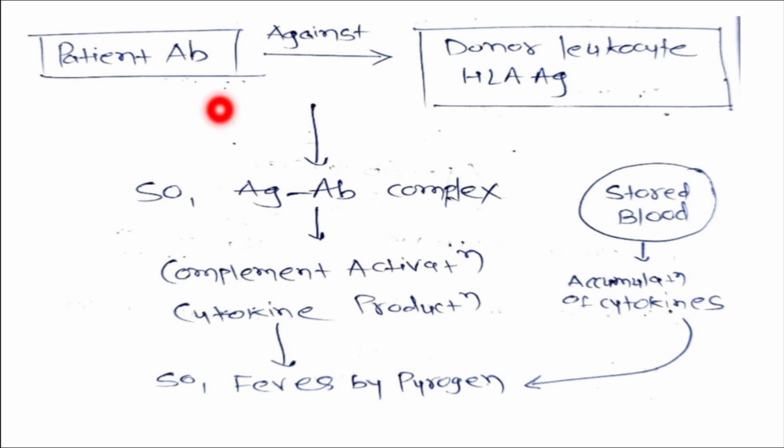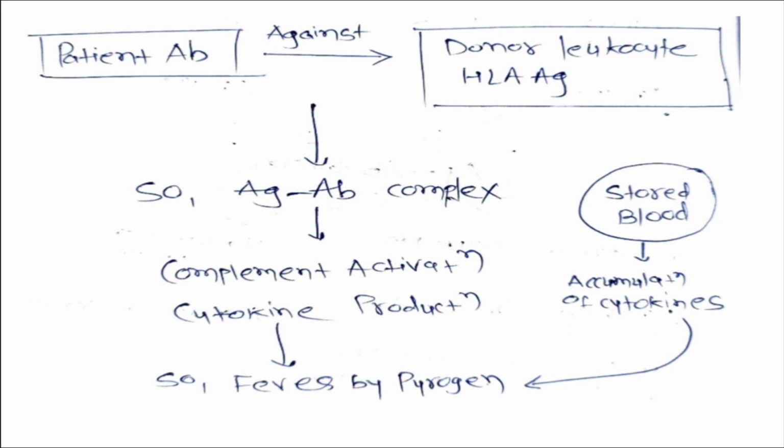The febrile non-hemolytic transfusion reaction is because of development of antibody against the donor leukocyte antigen. See, while doing the blood transfusion, we are doing the blood grouping and indirect Coombs test, but HLA matching might not be done. The HLA antigen is different in every individual. So the patient can develop antibody against the HLA antigen of donor, and so antigen antibody complex can develop and it can activate the cytokine so that the interleukin 1 is released and it will lead to fever.